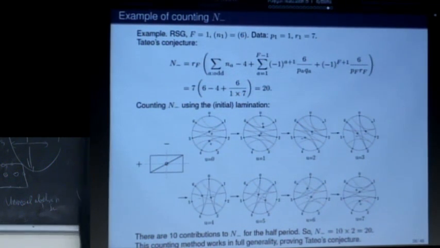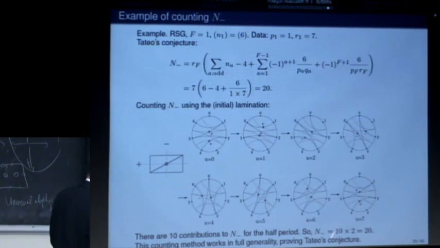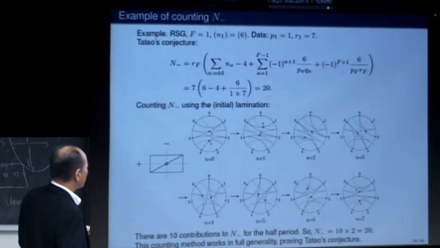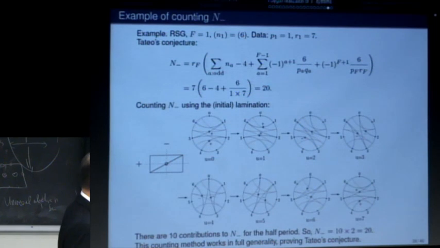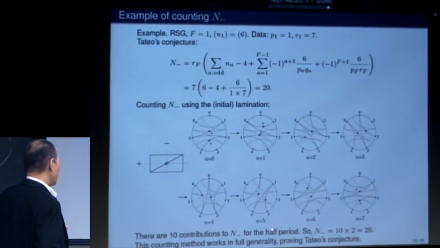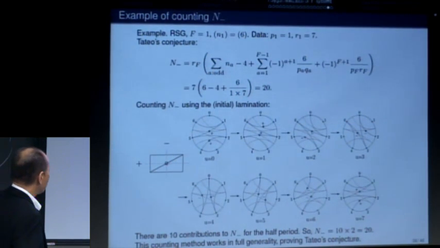So this is for a half period. But you can repeat this one more time, and 10 times 2 is 20. And this is a proof of this number. This is somehow known for this example, but this technique works in general, and this proves the right dilogarithm identity part of Tateo's conjecture.